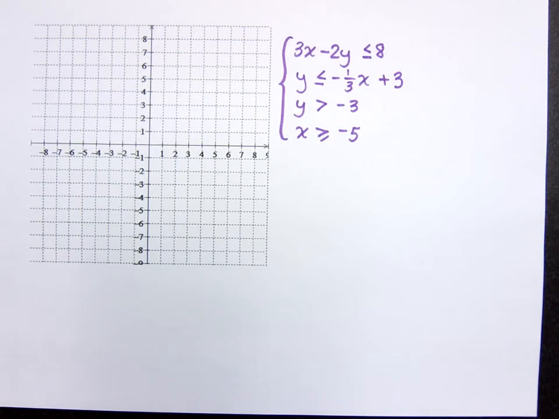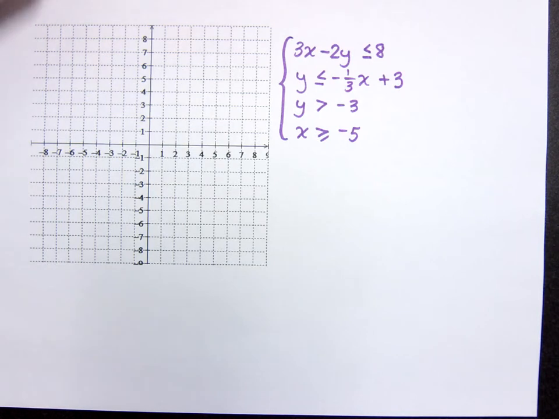So this is kind of a jump for us. We went from a system of inequalities that only had 2 to one that has 4 inequalities. All I have to do is piece by piece graph these guys, and then you're going to look for that common area of intersection.